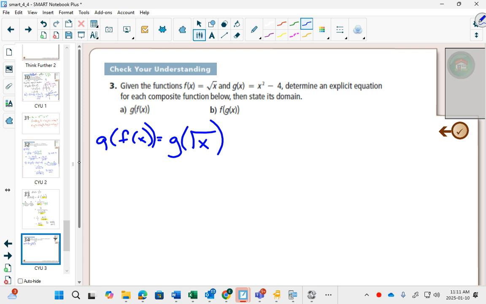And then the square root gets plugged in. Now that square root gets plugged into g, so we would have the square root of x, squared, minus 4. And what happens when you square a square root? It cancels out, and you just get x minus 4.